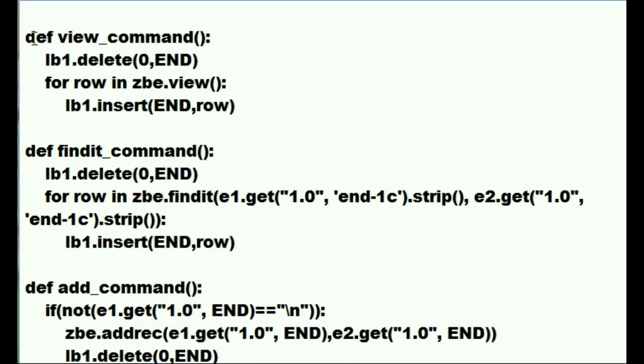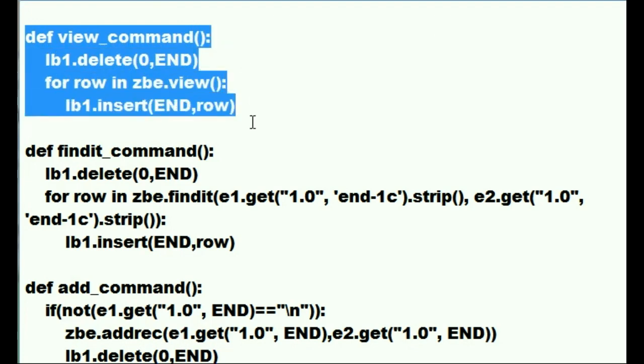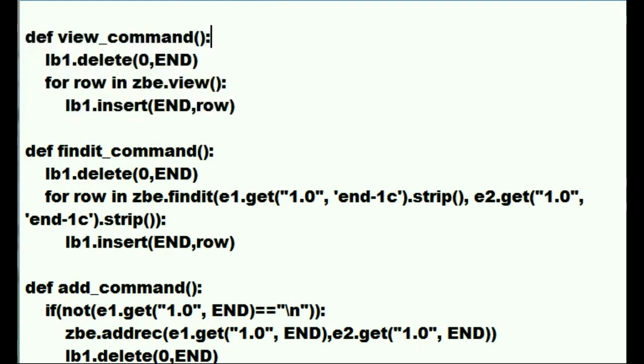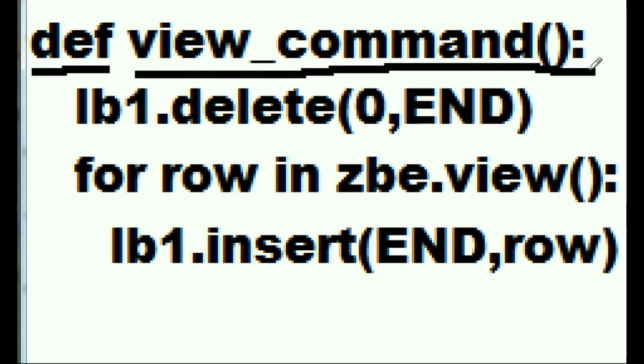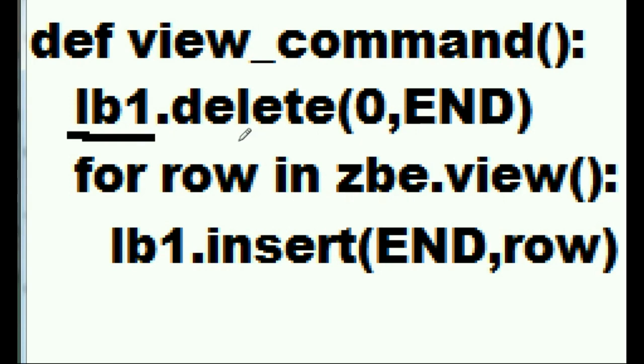Well, towards the top of the program, I find the definition for the view under command. Very simple, it has 4 rows. Let's take a look at it, see how this works. Here I've magnified the function so that we can see it more clearly. I define the function called view under command parens colon. I tell the list box to delete everything out of the list box from the beginning to the end. Well, what does that do? It blanks it out. Now I have an empty list box.